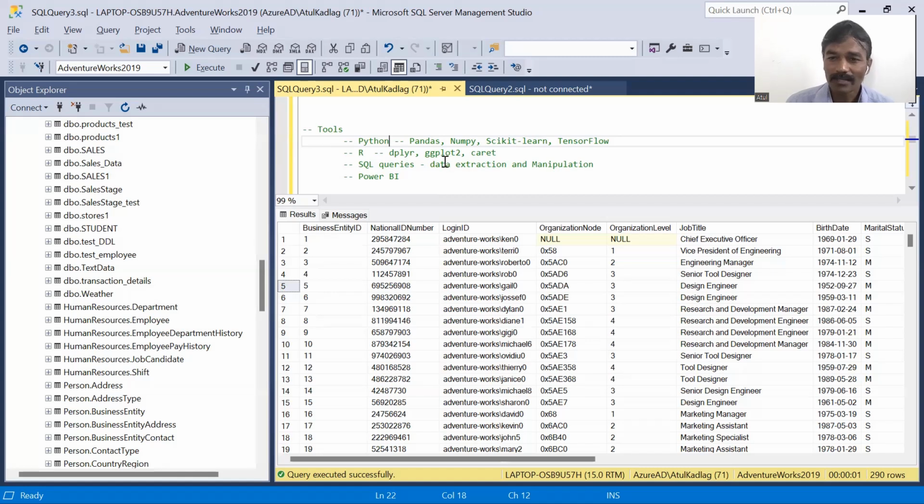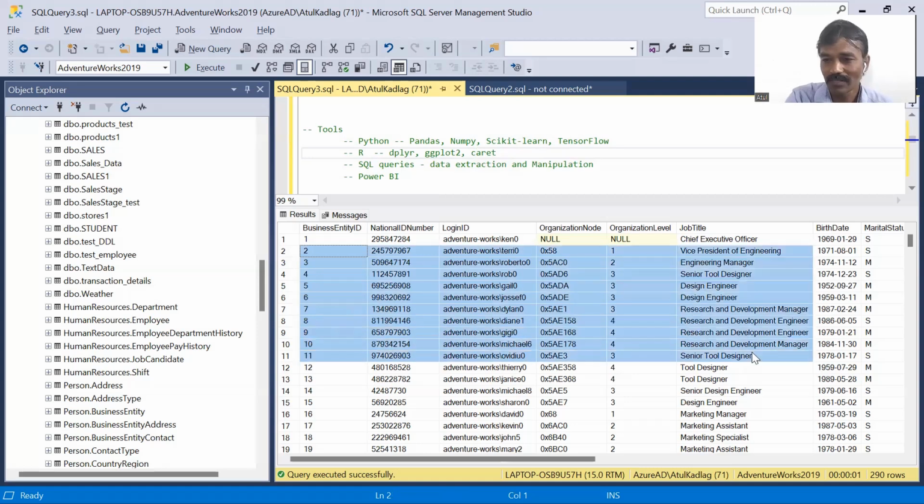R is another programming language, with which we can do very graphical presentations, using libraries like dplyr, ggplot2, and caret. Then SQL technologies like Microsoft SQL Server, Oracle, MySQL, and MongoDB. These are some of the databases you can try to understand. One of them you can learn, and other tools you can easily pick up. This is needed for data extraction, and the data storage is done in these database tables.